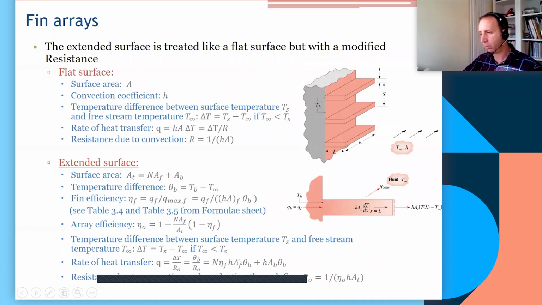Right, so once you have the resistance of the array, which is defined in terms of the efficiency of the array and the total area, you can get from the temperature difference the rate of heat flow. So it's all good. This is all you will need to know. Essentially, you'll have to know how to use it in order to take account of the effect of the array.